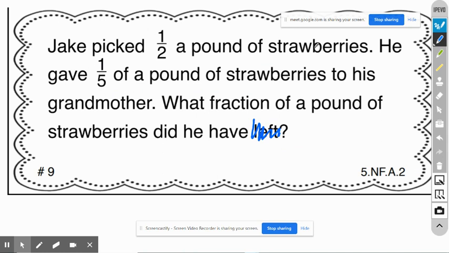But the question would say he gave 1/5 of it, or he would even say he gave 1/5 of the strawberries. Even though I may have the word strawberries there, I don't see the word pound. He says 1/5 of whatever he had, so you don't see the word pound. It would still be multiplication because he didn't give her 1/2 of a pound, he gave 1/5 of it. So it's different. But here it does have the word pound.